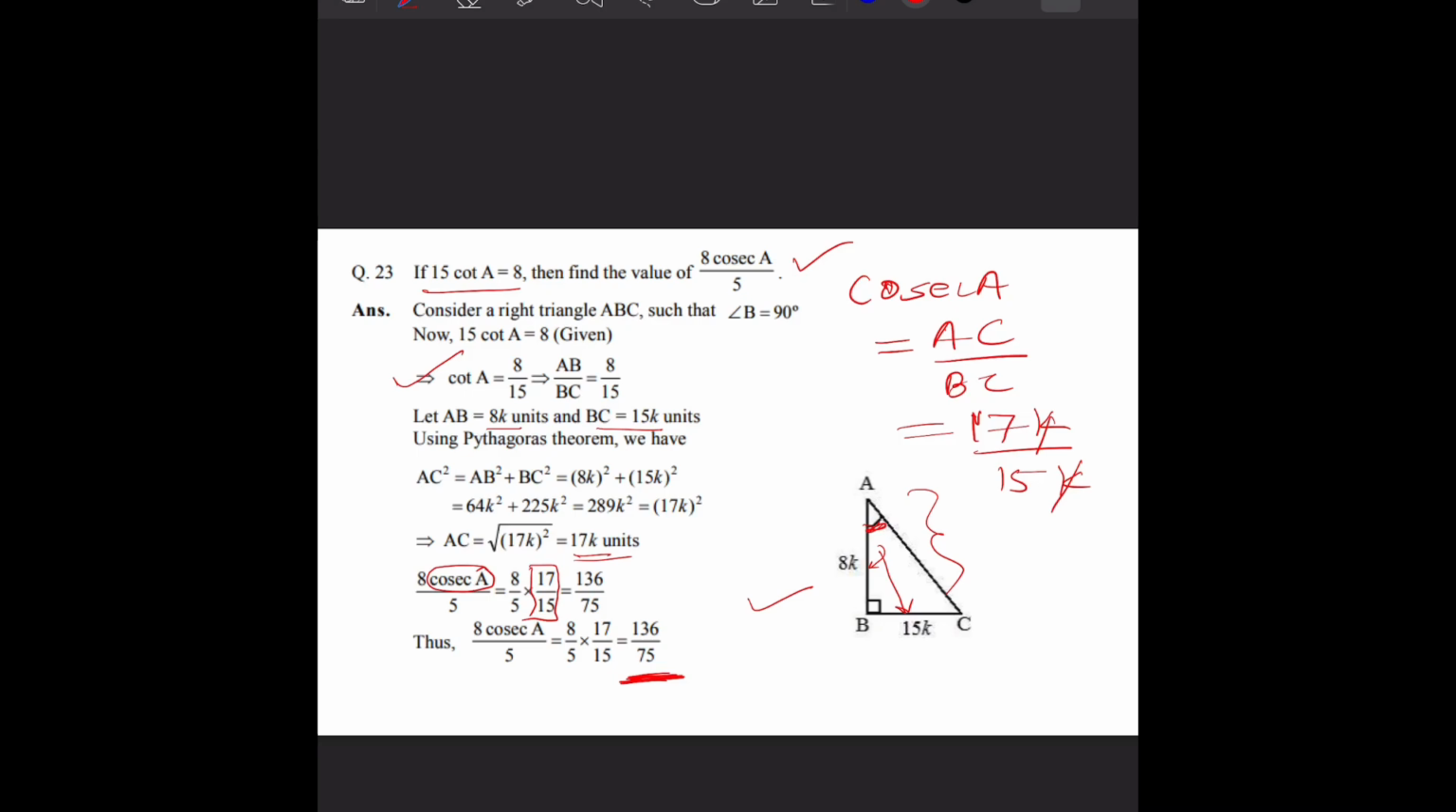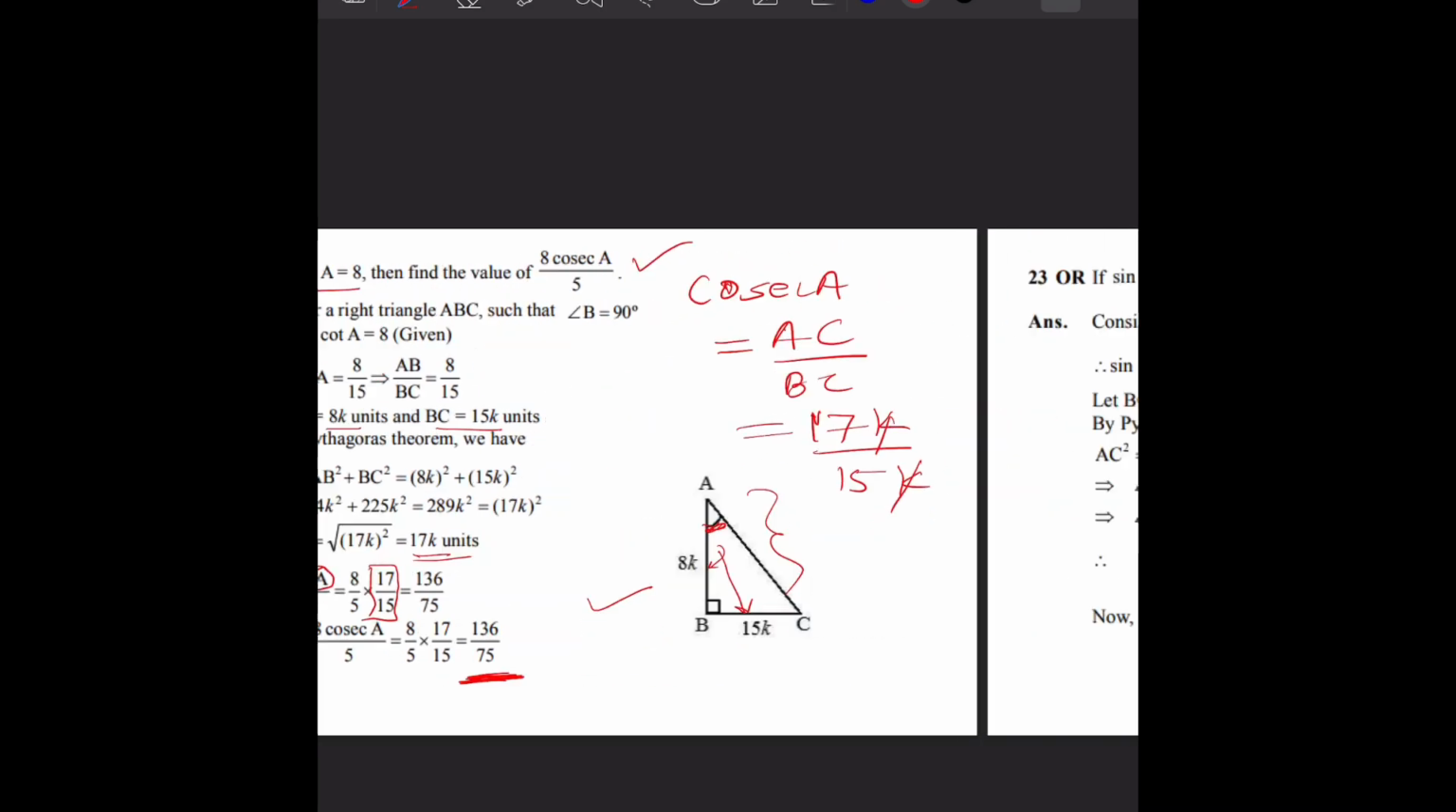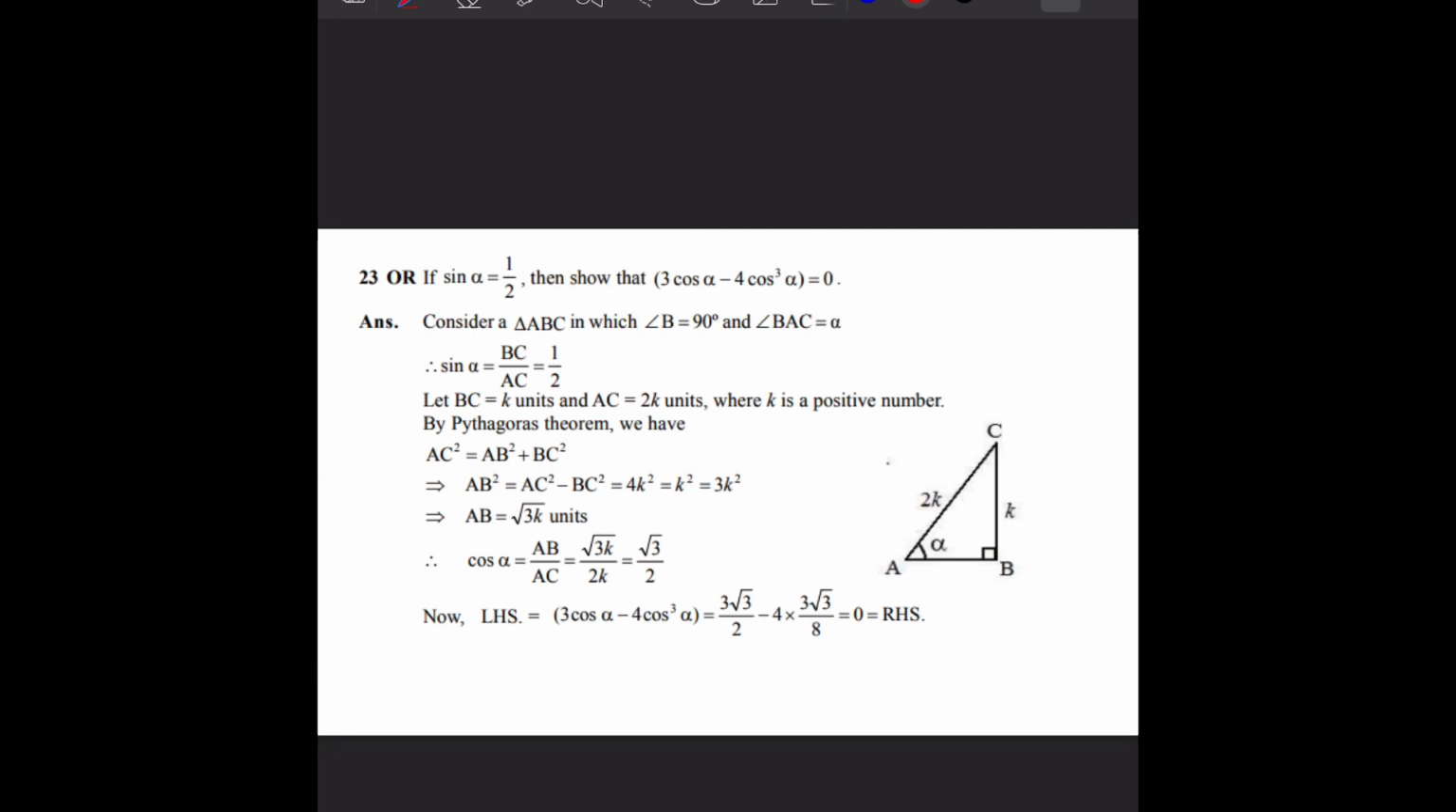Moving on to the next. Question number 23. If sin alpha is equal to 1 by 2, then show that 3 cos alpha minus 4 cos cube alpha is equal to 0. What is sin alpha? Sin alpha is 1 by 2.